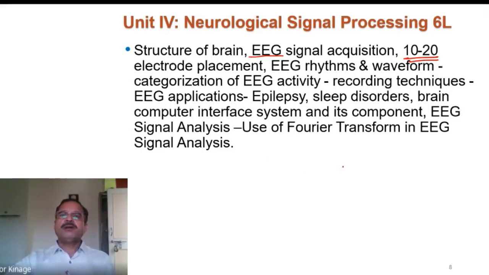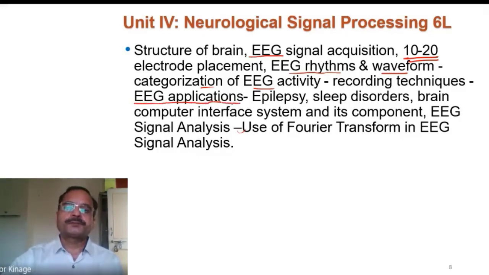Then the characteristics of this EEG, how it varies as a signal. So EEG rhythms and waveform, categorization of EEG activity, and the recording techniques and applications of EEG. So from this EEG signal, if you process it, from the outcome of this EEG signal processing, you can conclude many things.